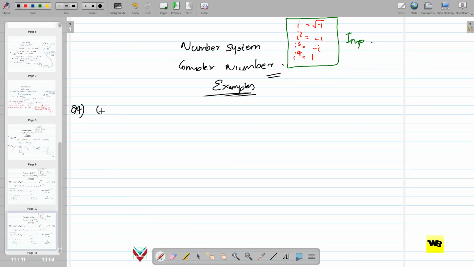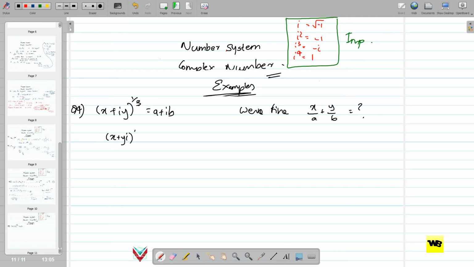Question 4 is, we have to find the value of (x plus iy) raised to 1 by 3 equals a plus ib. And we have to find x by a plus y by b. So basically it is a simple question. First, what we have to do is take (x plus iy) raised to 1 by 3 equals a plus ib. We have this question.